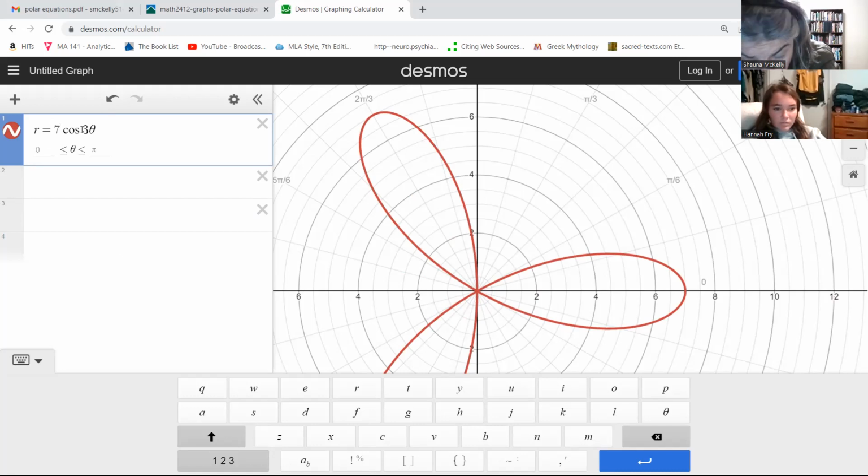The odd number in front of theta tells me how many petals my rose is going to have. Follow that so far? Yes.